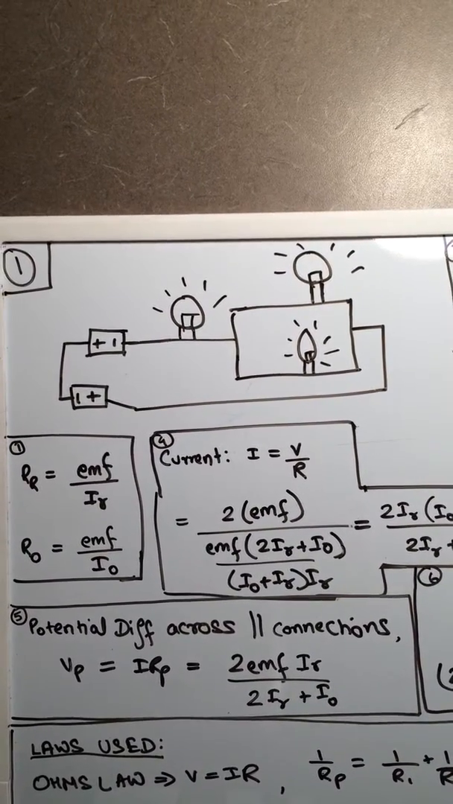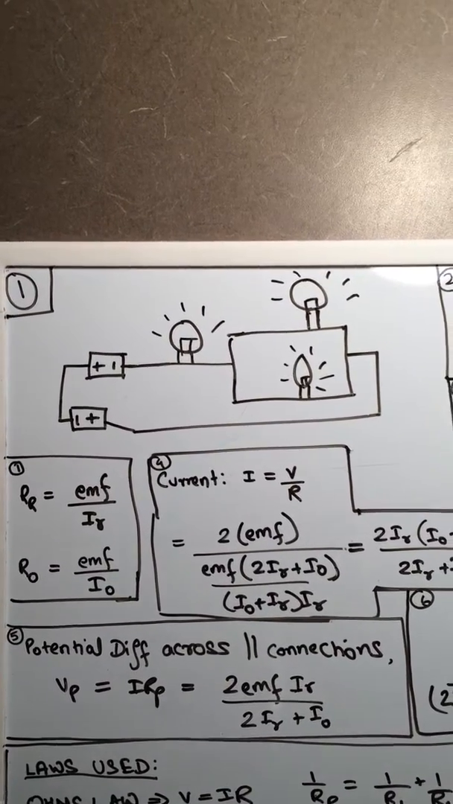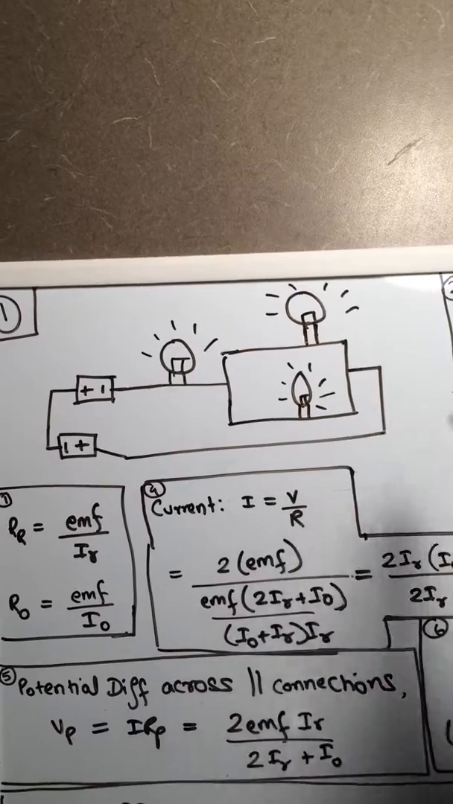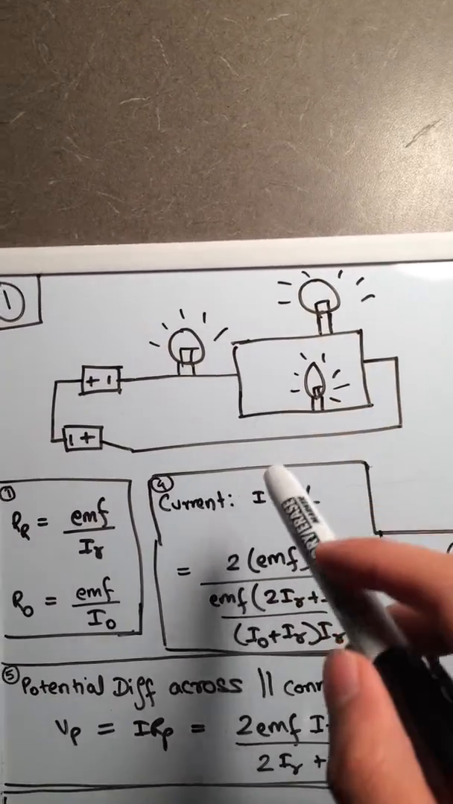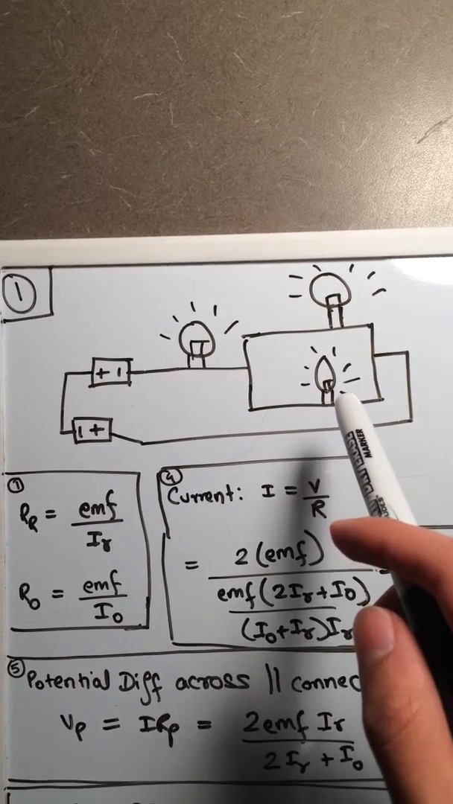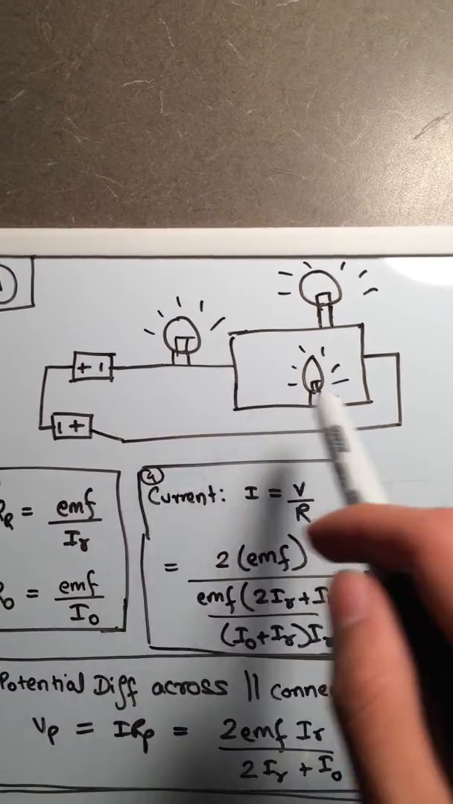For the test 3 wrapper, I'm going to go over question number 1 from test 3. The question states that there are 3 bulbs connected as shown in the diagram. There are 2 round bulbs and 1 oblong bulb. We have to find the current flowing through the oblong bulb.